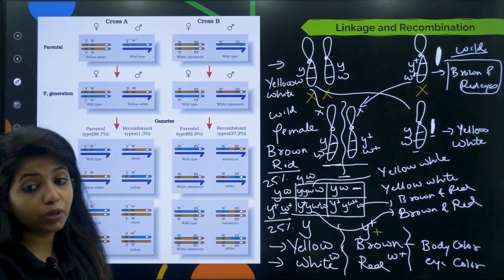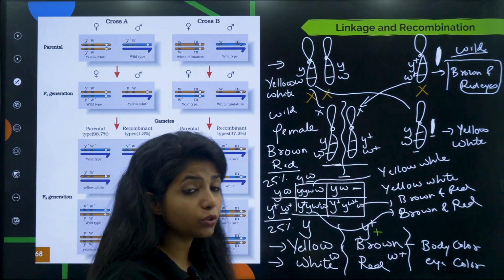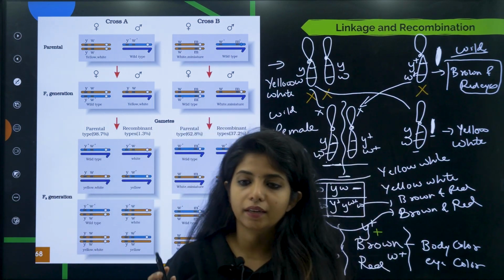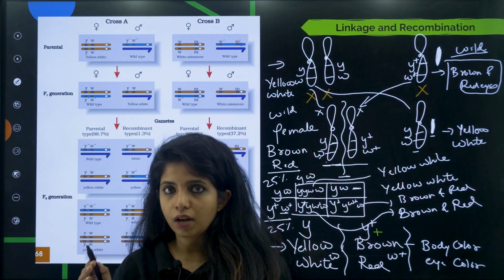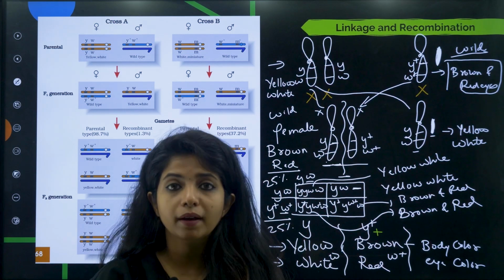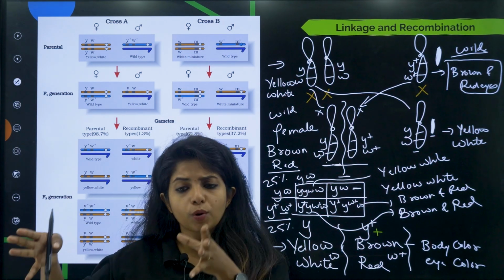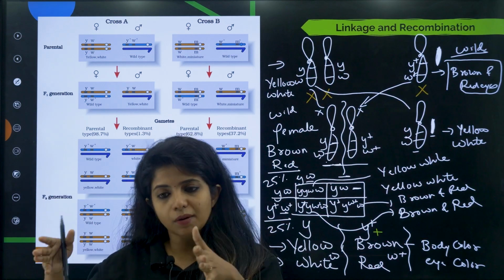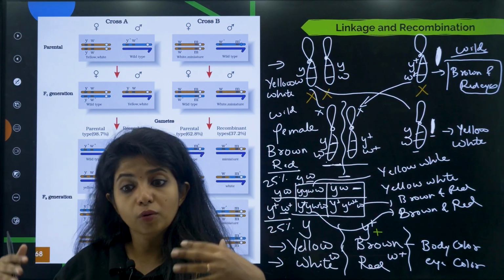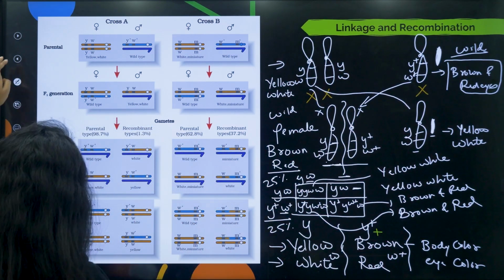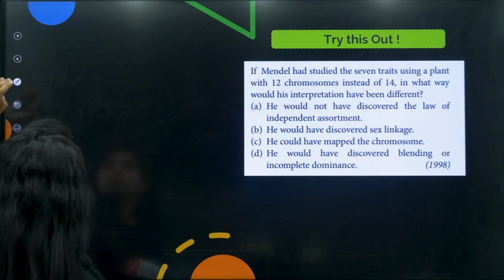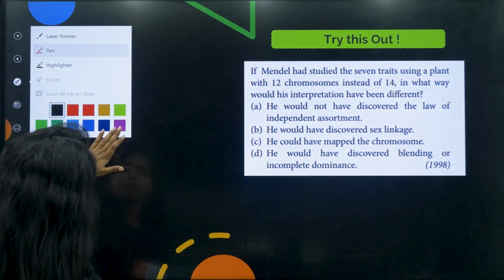Okay, and then Morgan's student was Alfred Sturtevant, and he was working on gene mapping. He was the person saying that if this much distance is there, then probably this much amount of linkage or less linkage would be there, and more recombination would be there. Okay, now tell me the answers for the same.